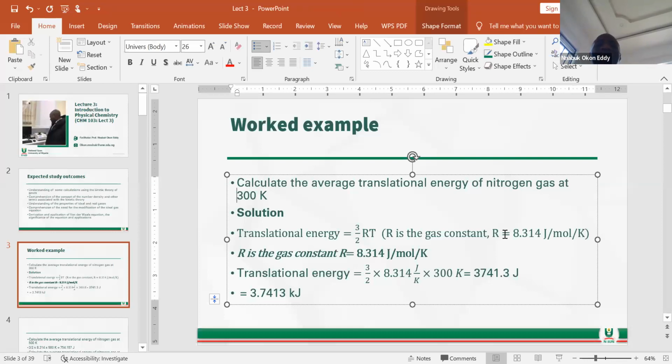Then it means the translational energy will be 3 over 2 times R, which is 8.314, times 300. And the average translational energy is 3741.3 joule. So if you divide that by 1,000, that gives you 3.7413 kilojoule. So that is the average translational energy of nitrogen. The average translational energy of any gas can be calculated using the formula 3 over 2 RT. So that is the answer for that.